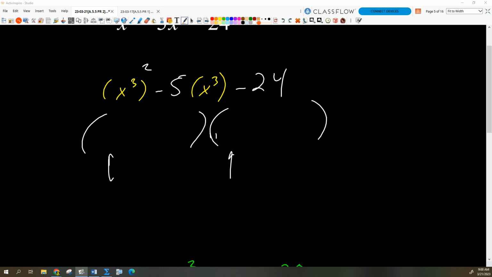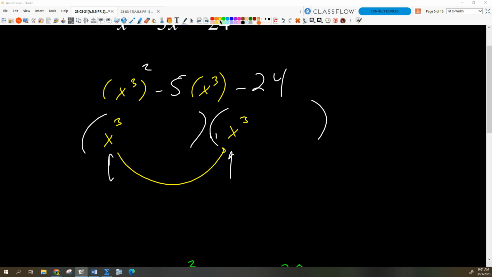Okay, so up here it's the same thing. It looks more complicated, but remember, everything in the parentheses just counts as one thing, right? So then what's going to have to go there and there? Good. Those have to be x cubes, because when I distribute, I've got to get x cubed times x cubed, which is x cubed squared, x to the 6th.